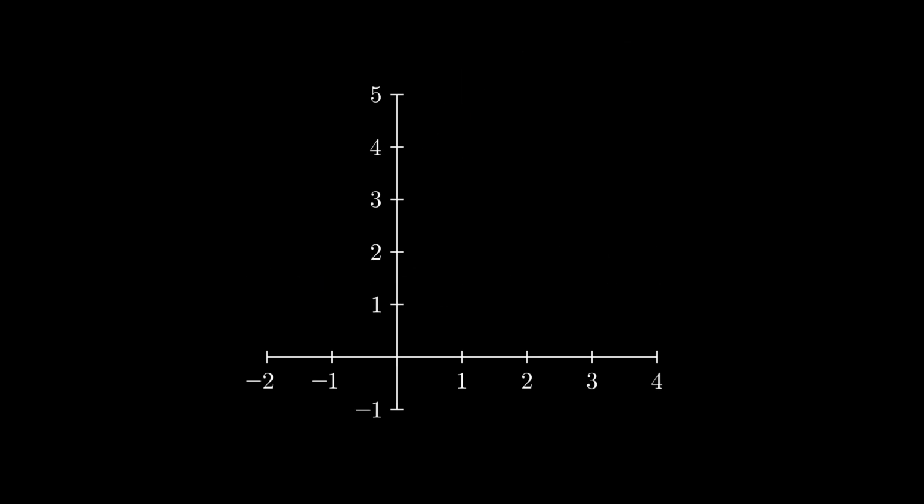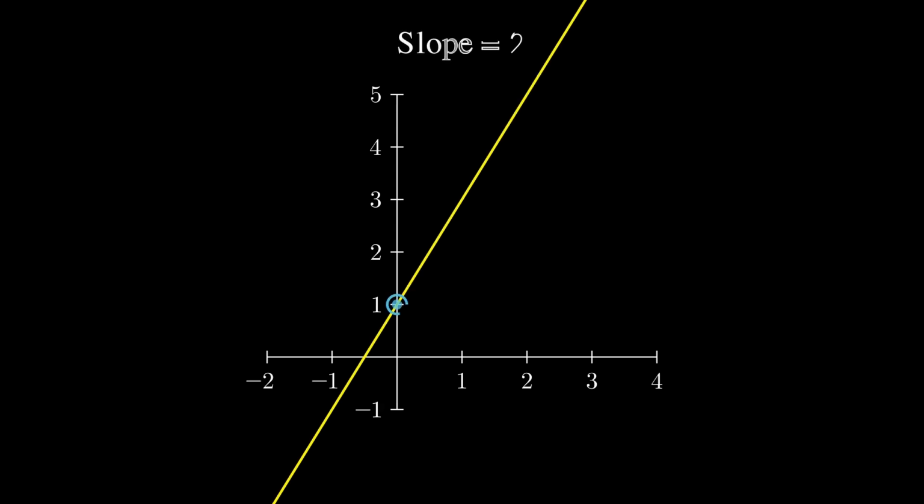Let's look at the line with a y-intercept of 1 and a slope of 2. The y-intercept of 1 means the line crosses the y-axis at the point 0, 1. The slope of 2 tells us that for every 1 unit we move to the right, the line goes up 2 units, so it's pretty steep. This means the equation for the line is y equals 2x plus 1. When graphing, you should start at 0, 1 and then go up 2 and right 1 to find more of the points on the line.